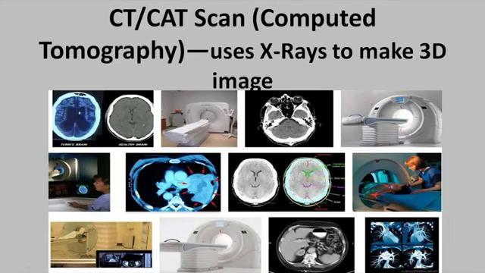Then there's the CT scan. It used to be known as the CAT scan. It's computed tomography, and what it does is it uses X-rays to create a 3-dimensional image. And so again, especially with this one, you can see that it looks like an X-ray, but it also gets a nice view of the soft tissue as well as the denser bone tissue.